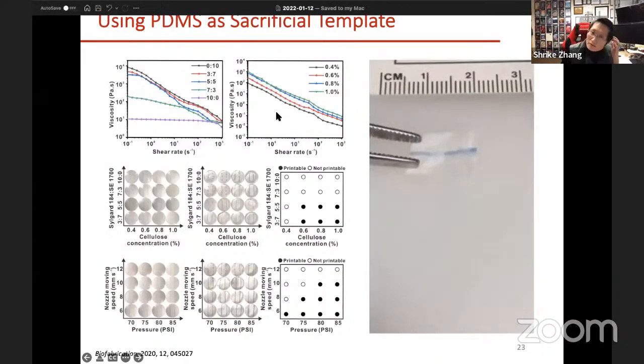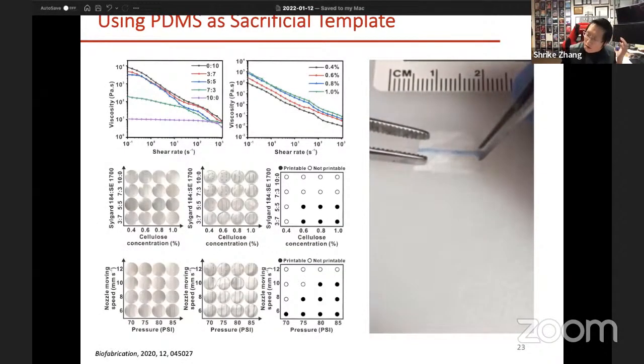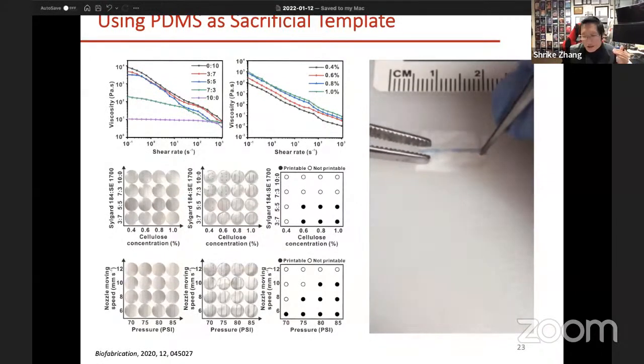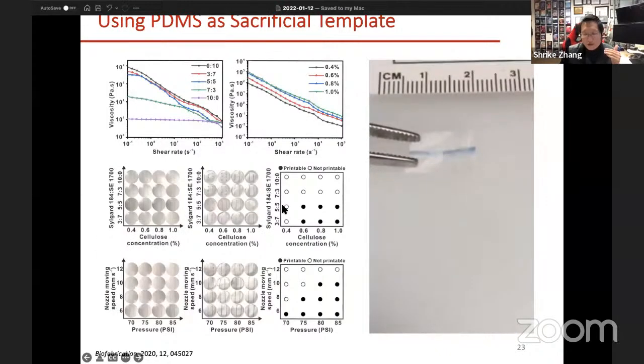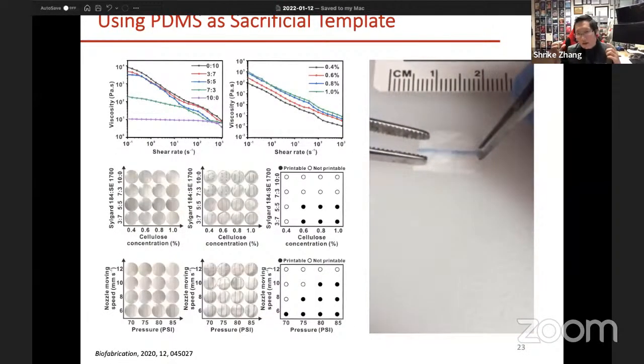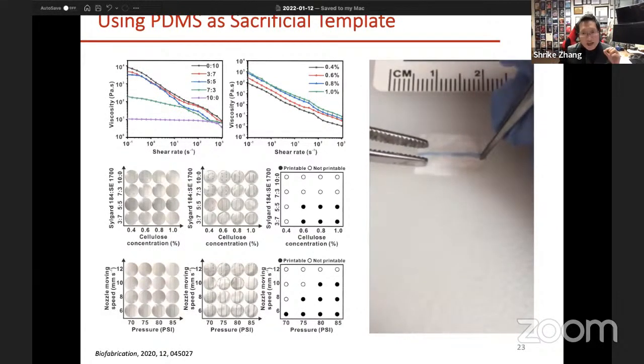So here are some updates of the material itself, right? As you may remember, we were using these wax-based sacrificial materials as a template. But in this case, because we're subjecting these devices to a bubbling process, which is pretty harsh, we found that if you use the same template of the wax, it's going to be deformed. So then we changed the template into PDMS, right?